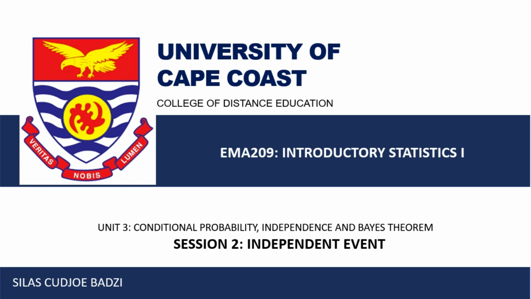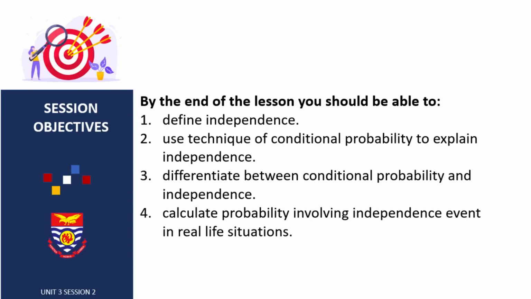This is Session 2 of Unit 3, Independent Events. What do we look forward to? By the end of this session, we should be able to define independence, use techniques of conditional probability to explain independence, differentiate between conditional probability and independence, and then calculate probability involving independent events in real-life situations.